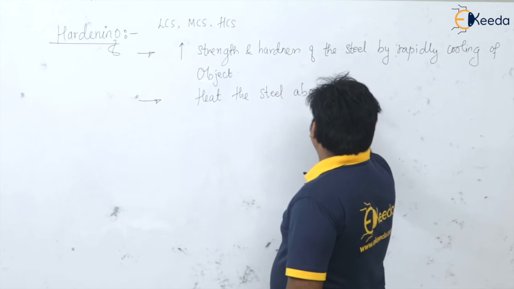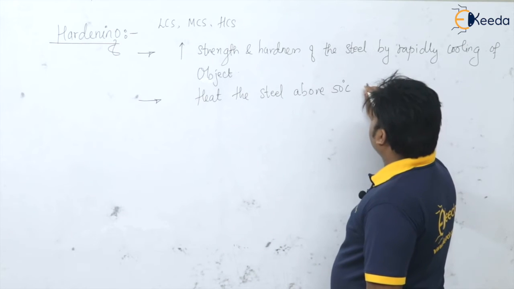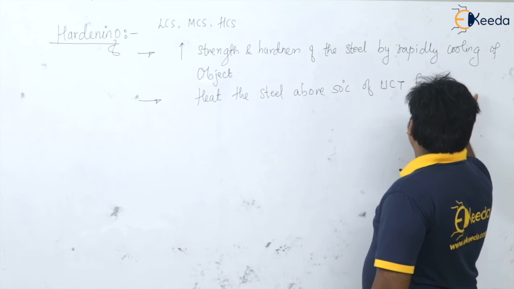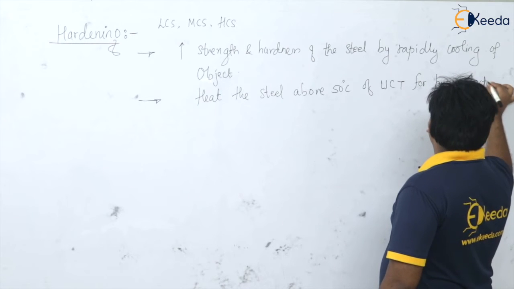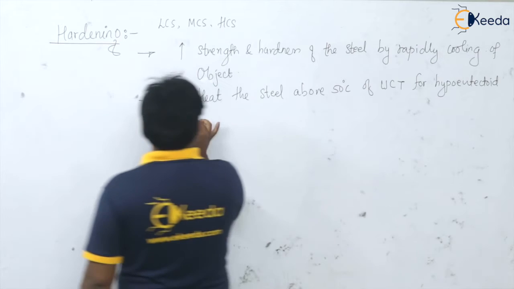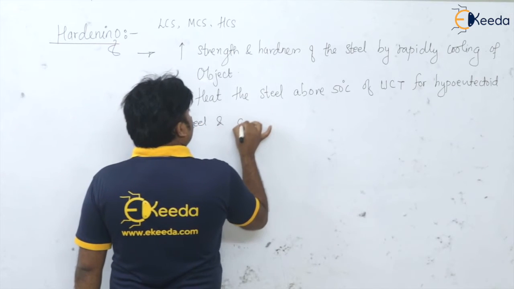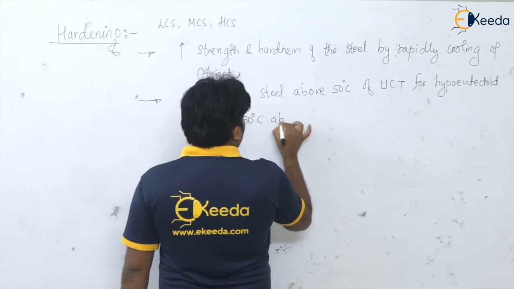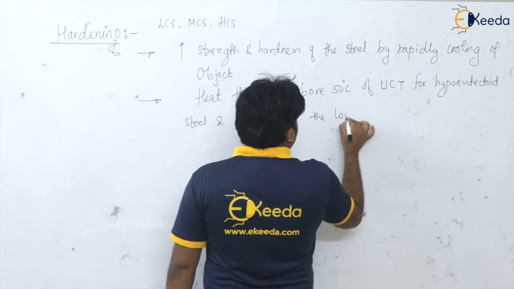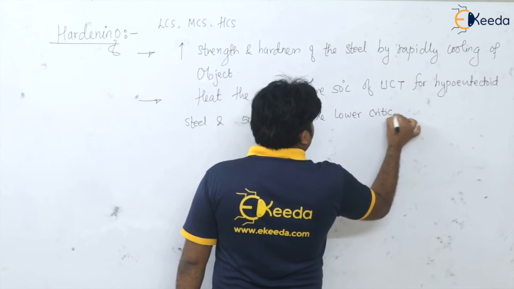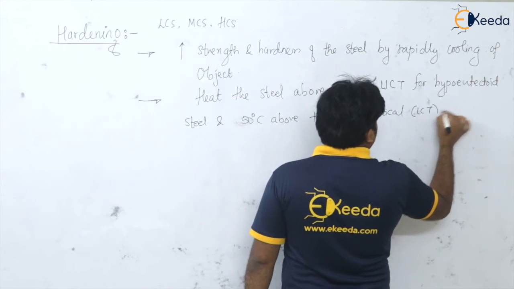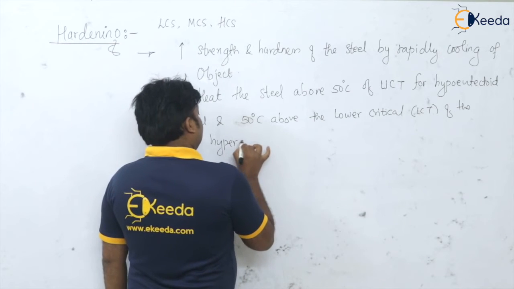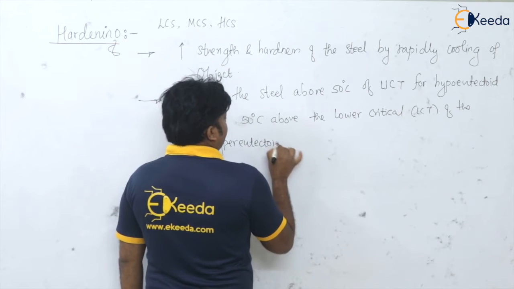above 50 degrees centigrade of the upper critical temperature for hypoeutectoid steel, and 50 degrees centigrade above the lower critical temperature for the hypereutectoid steel.